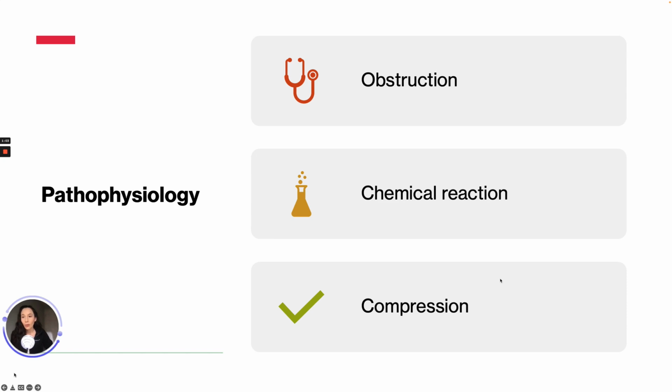So this is a quick overview of the pathophysiology. Calculus cholecystitis occurs when a gallbladder stone obstructs the outflow. A chemical reaction occurs when the bile remaining in the gallbladder initiates autolysis and edema, and compression of blood vessels in the gallbladder compromises its vascular supply.